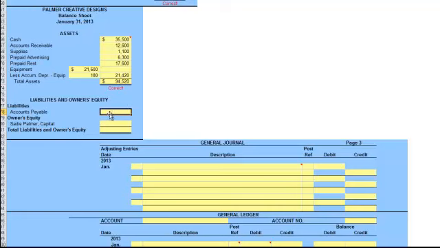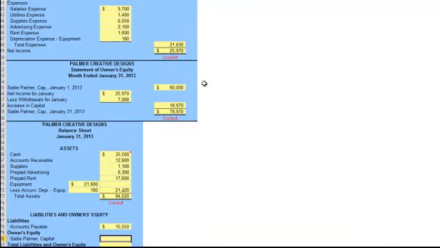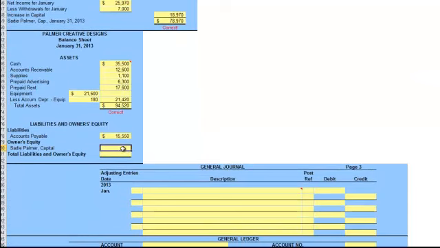All right. Next, I'm going to do the liabilities and owner's equity section, and I just have one liability account called accounts payable. So when I look up to see what the balance is, it's $15,550. Okay, for the Sadie Palmer capital account, we're going to get our number from the statement of owner's equity that we just prepared. So if you look at the statement of owner's equity, the capital account at the end of the month is $78,970. So that's the number we're going to use there.